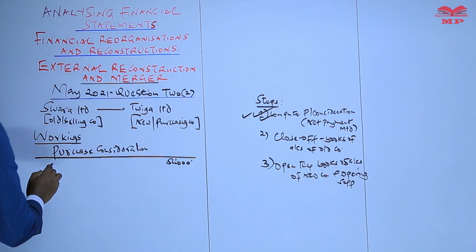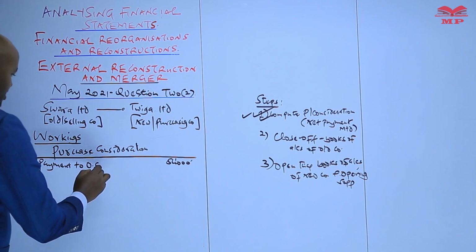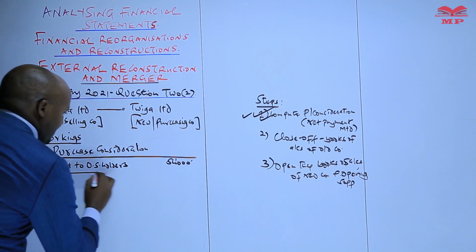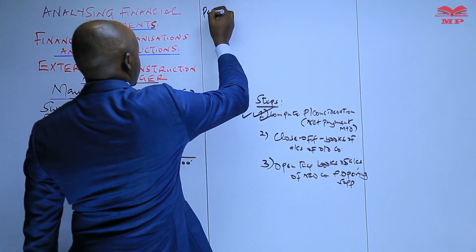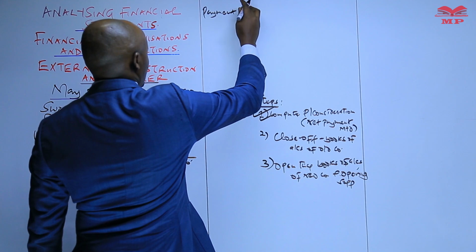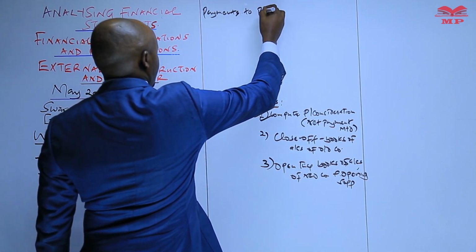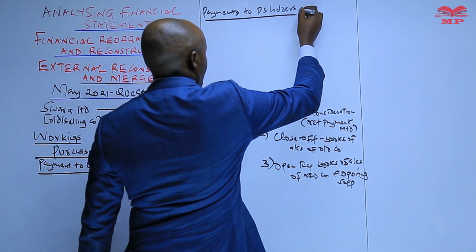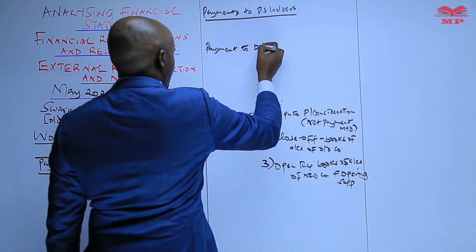So therefore, to compute this purchase consideration, what we need to do is basically to add the payment made, first of all, to ordinary shareholders. We are going to determine a payment which was made to ordinary shareholders. Then from there, we are going to take into account the payment to preference shareholders. And then finally we have the payment to debenture holders.